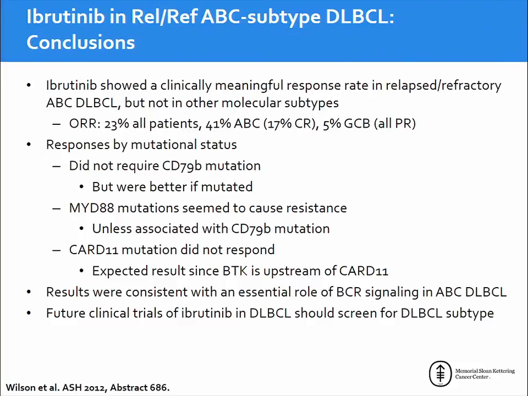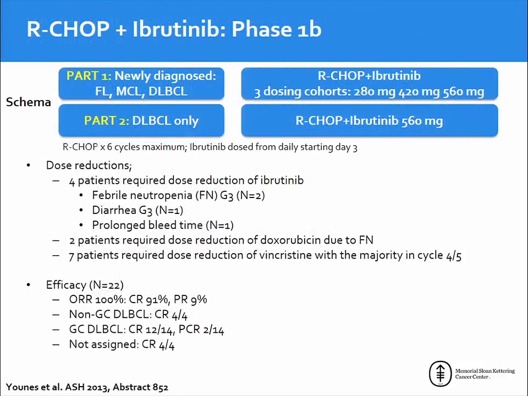That makes total sense. CARD11 is a protein downstream of BTK, the target of ibrutinib. So if you're mutated downstream, why would you respond? The confusing one is mutations of MYD88. If you were mutant MYD88 and you did not have a CD79 mutation, you did not respond, but if you had a CD79 mutation, you actually had a great response. So exactly how this all interplays is a little bit tricky, but it led to us asking the question, can we do this in upfront large cell lymphoma?